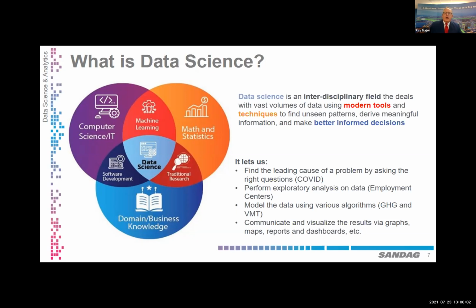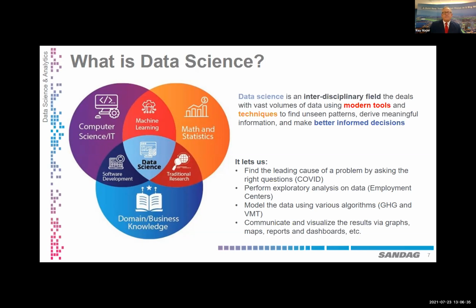For instance, one of the things data science allows you to do is really figure out what is the cause of a problem by asking the right questions. And we've done analysis on COVID during the pandemic, and you may have seen some of the analysis that we did on what ethnic groups were hit the worst. We performed exploratory data analysis to create things like employment centers. We do modeling to figure out GHG and VMT reductions, and then we do a lot of communications and visualizations, and we'll show examples of that as we go through this presentation.